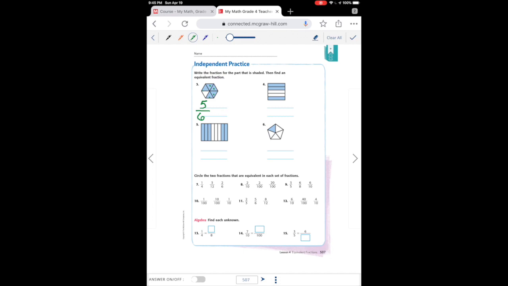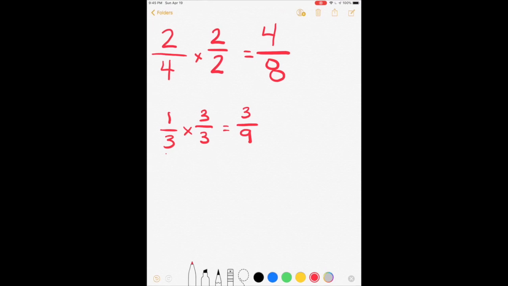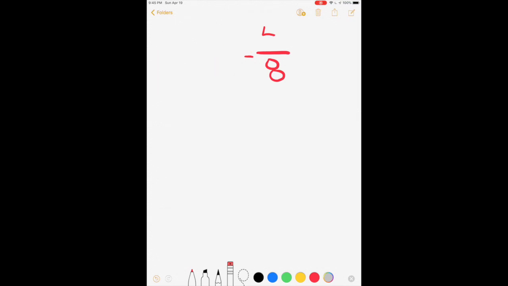Now I need to figure out an equivalent fraction, so I'm going to multiply. I can multiply by any number as long as it's not 1, because 1 would just get us the same fraction. You don't want to multiply by 1 because any number times 1 is itself. That's the identity property of multiplication. So we had 5/6, and I'm going to multiply it by 2. I need a 2 on top and a 2 on bottom.